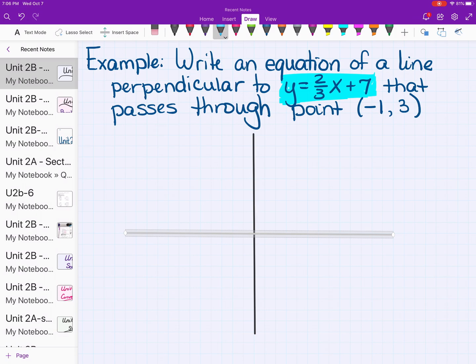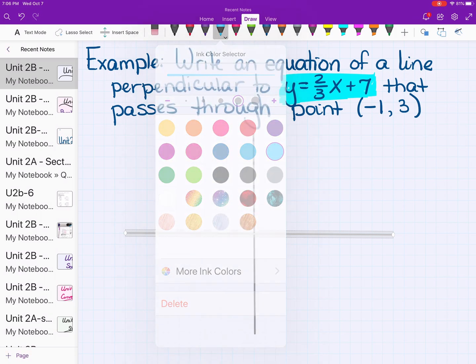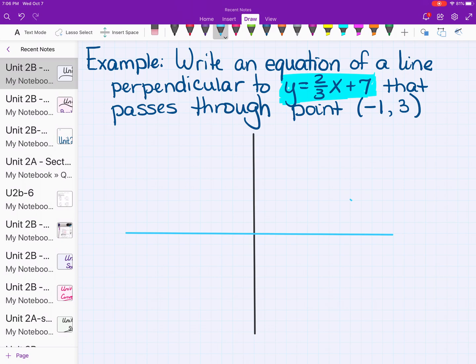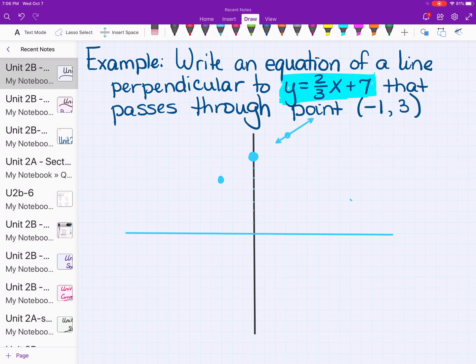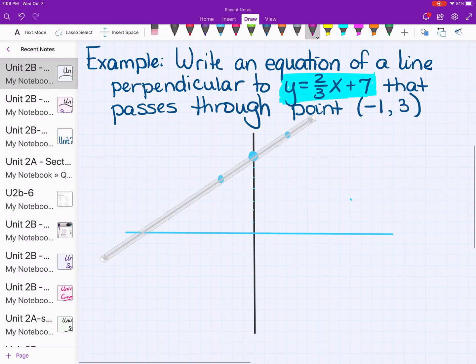Okay? Now let's graph that blue equation. So we're going to start at 7. 1, 2, 3, 4, 5, 6, 7. There's my starting point. Up 2 and over 3. 1, 2, 3. Or I could go down 2 and to the left 3. Then I'm going to connect that blue line with the straight edge and arrows on either end, and I'm not going to make a wimpy line. Now this time though, we need something that passes through -1, 3. That's perpendicular. So let's graph that -1, 3.